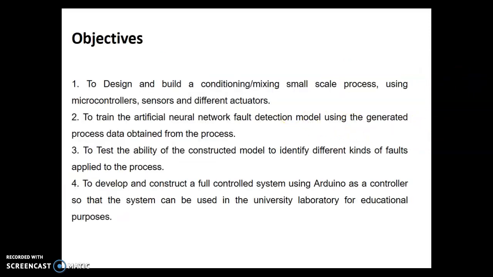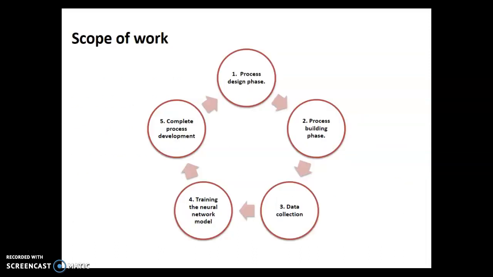So for my objective, first of all, I will have to design and build the process unit for which I will develop the fault detection system. After building it, I will have to get data from the process. This data will later be used to train the neural network fault detection system. After training the neural network, I will have to test the ability of the trained fault detection system, and lastly, to construct it and build it in the lab. So maybe I will transform what I have done to the laboratory for educational purposes.